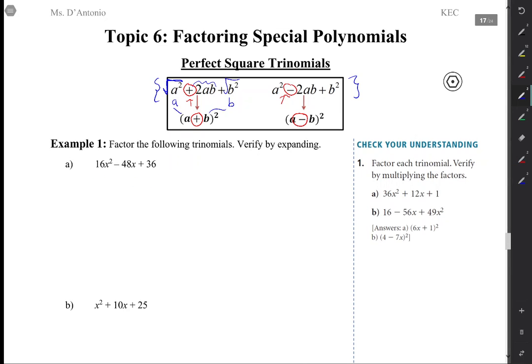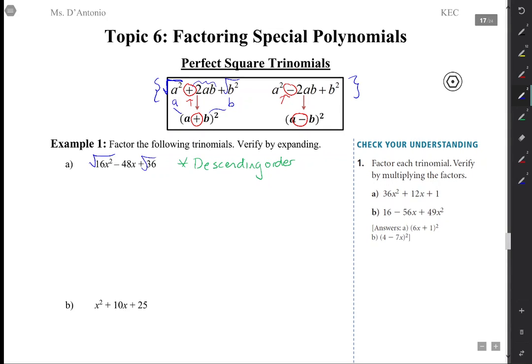So let's look here. 16x squared minus 48x plus 36. When looking to see if a trinomial is a perfect square trinomial, and we could take this little shortcut, we want to see if we could take the square root of this term and the square root of this term. So the square root of the first and the last term. Now remember, it has to be in descending order. So let's take the square root of both of these.